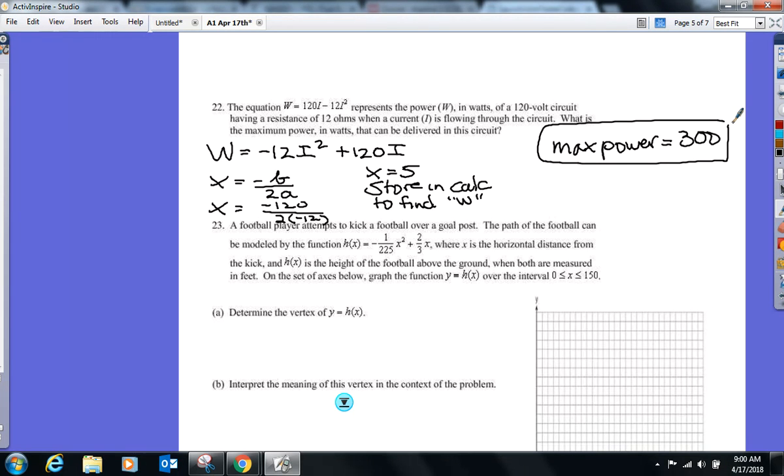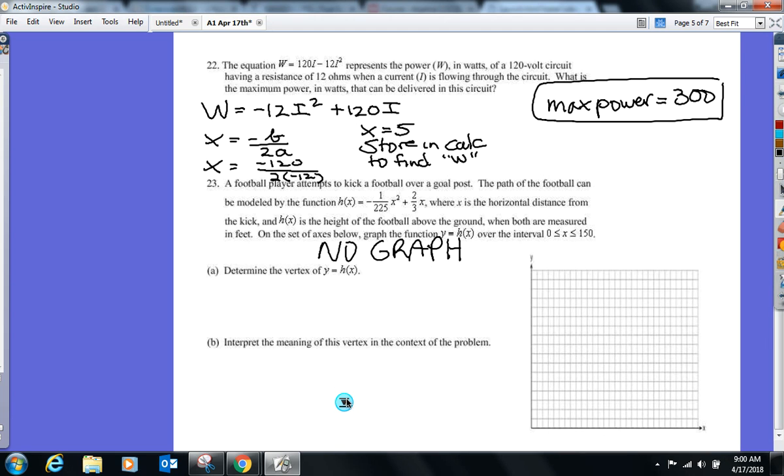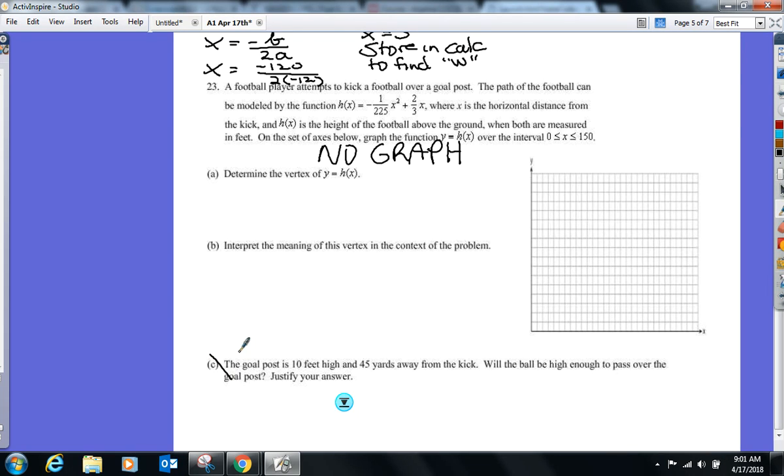While we're here on this page, number 23, I do not want you to graph. You can answer the questions, but I don't want you to graph. This graph is ridiculous. So don't worry about graphing on 23, but you can certainly answer parts A, B, and C here. And actually, you know what? While we're on here, you can do A and B, but cross off C. C's even. I'm not going to ask that stuff tomorrow.